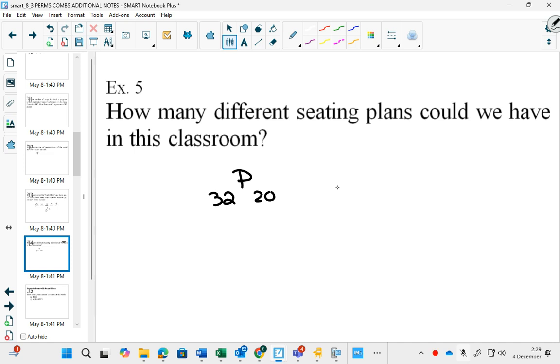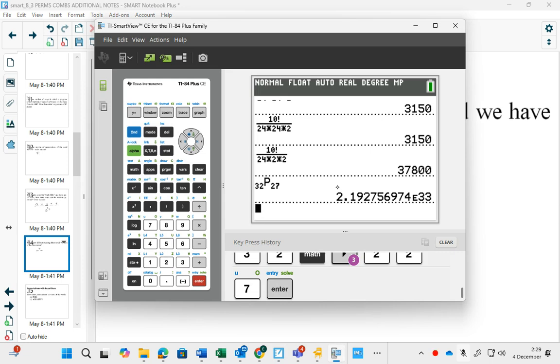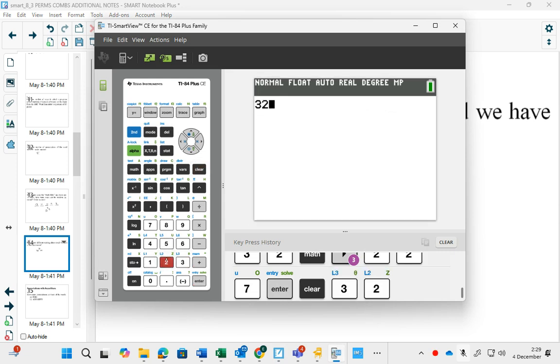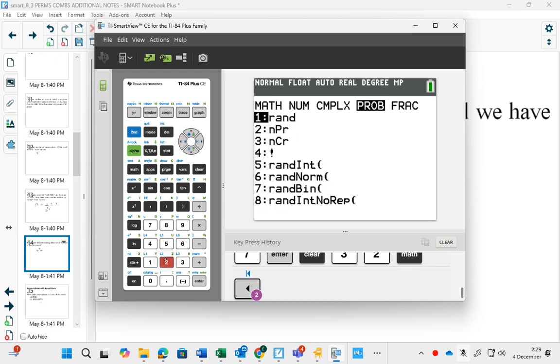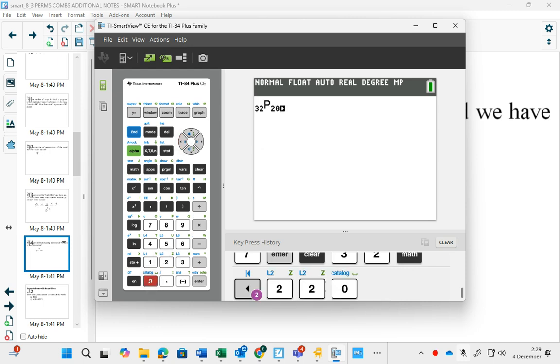And if we type this into our calculator, under probability is nPr, we can do 32P20. We get 5.4933185339E26. I'm going to write this. Do you know what that E26 means? Times 10 to the 26.